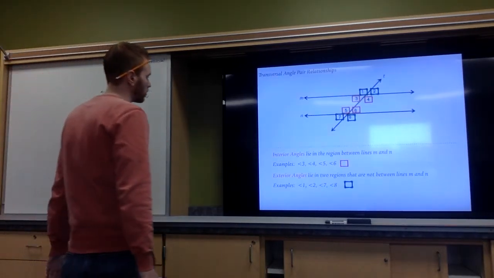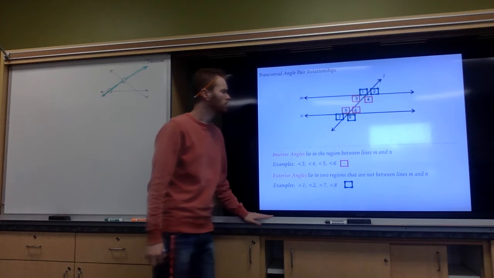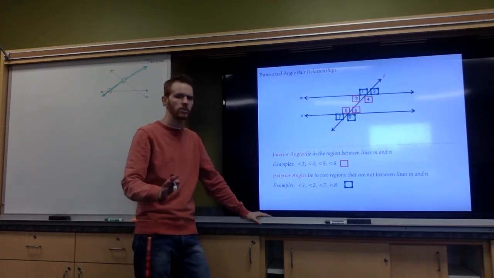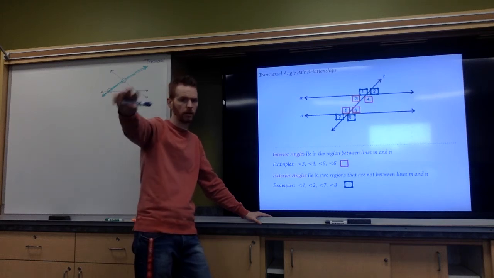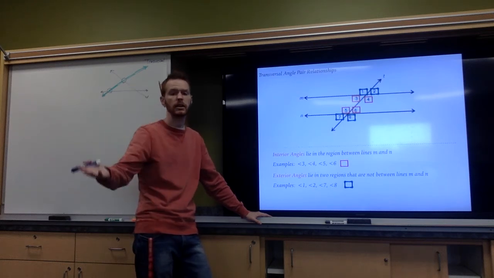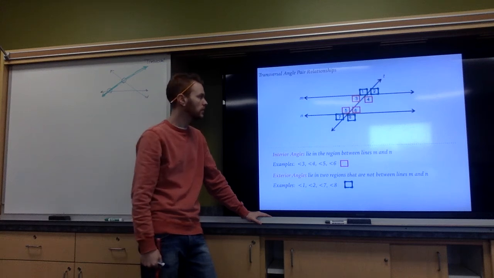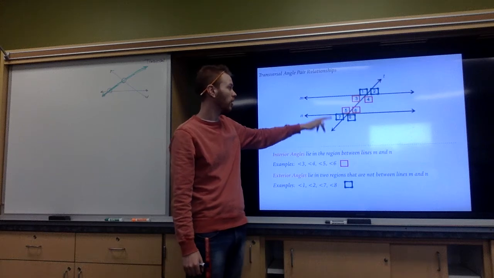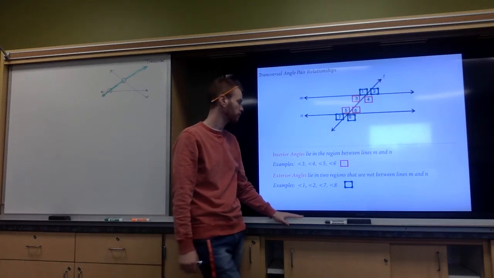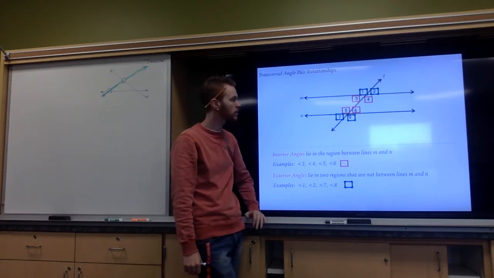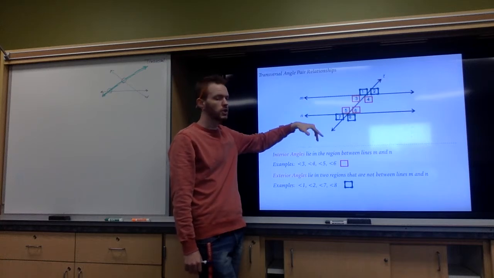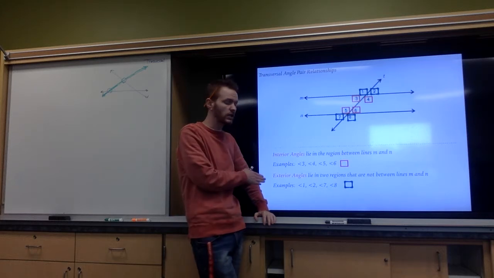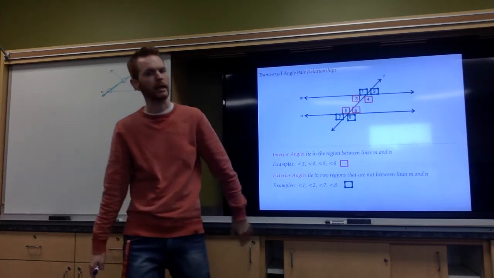Now, let's talk about the angles, okay? So we have interior and exterior angles, and this is in relationship to the two lines that are parallel, okay? Or the two lines that's being intersected. It doesn't have to be parallel. So for instance, the blue squares would be exterior because they're outside of these two lines. The orange ones are interior angles because they're inside the lines, okay? So these are just adjectives. They're just locating what angles we're looking at.